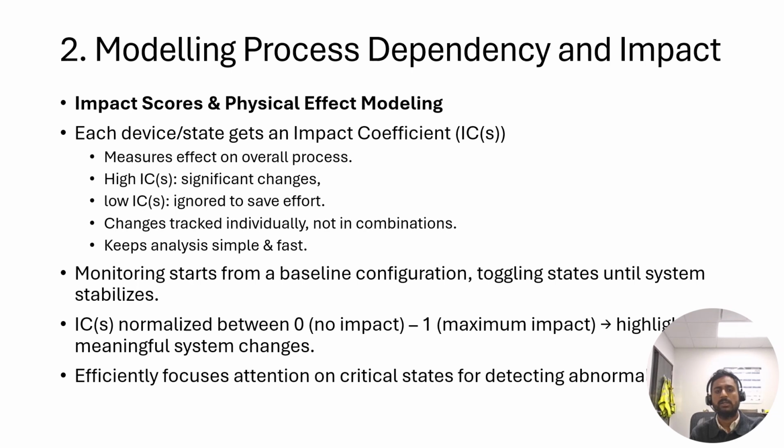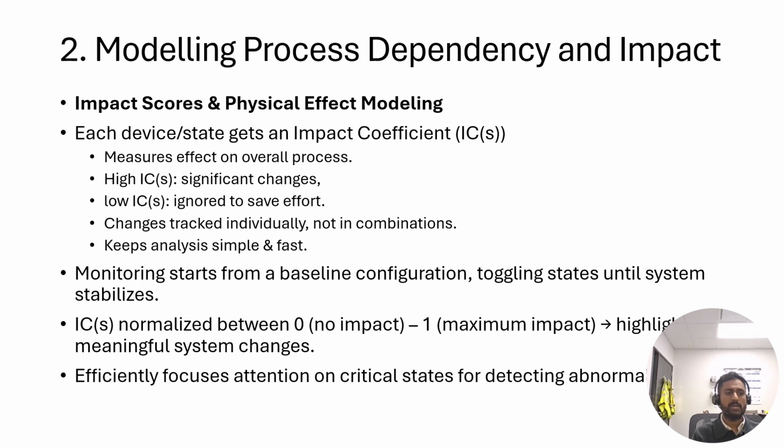How does Scaphy monitor the impact of changes? It does that by giving each device or system a score called the impact coefficient. This score shows how much changing the state affects the whole process compared to other possible states. When something changes in the system, Scaphy checks the score to tell if it's a minor shift or something that can signal an abnormal event. Unimportant states with low scores get ignored. This means that Scaphy only monitors what actually matters.